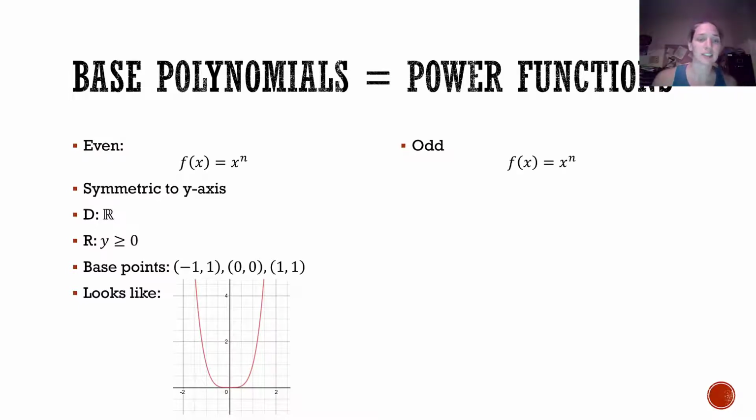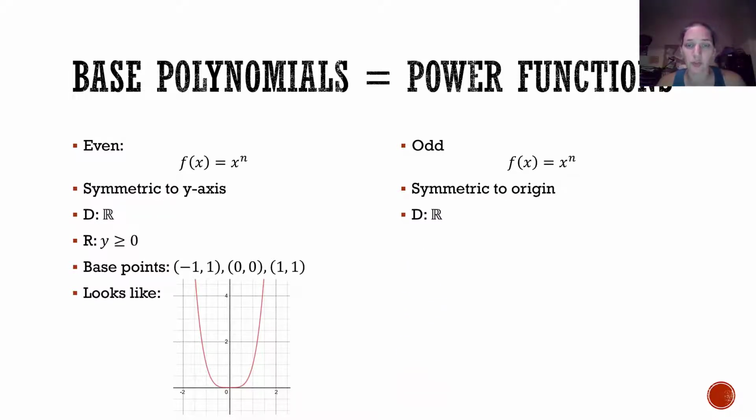So now if we have even, we obviously need to have odd. The base function looks the same, only this time n will be an odd number, 3, 5, 7, 9, etc. These functions will be symmetric to the origin. If you think about x cubed, we know it kind of does this. And so we're looking at that symmetric to the origin.